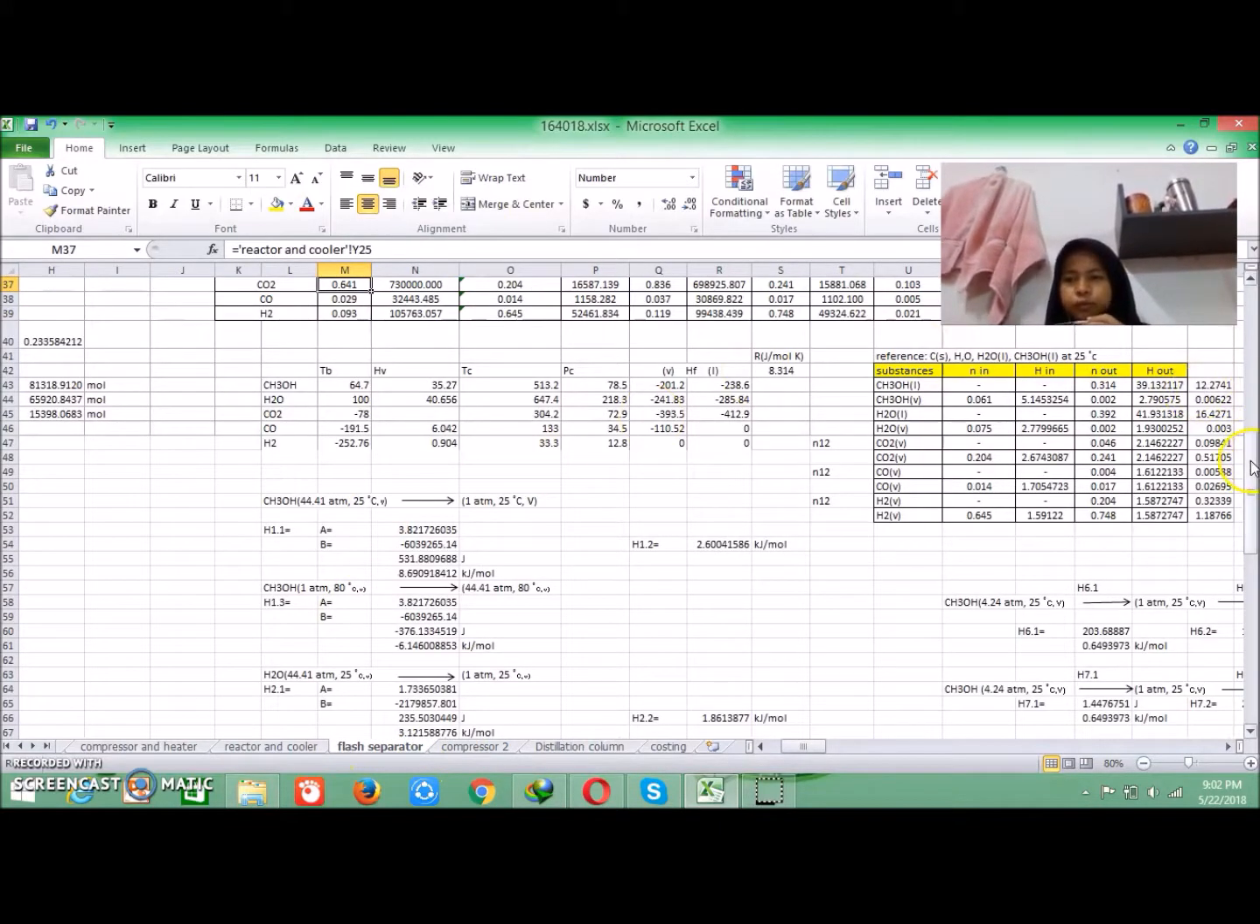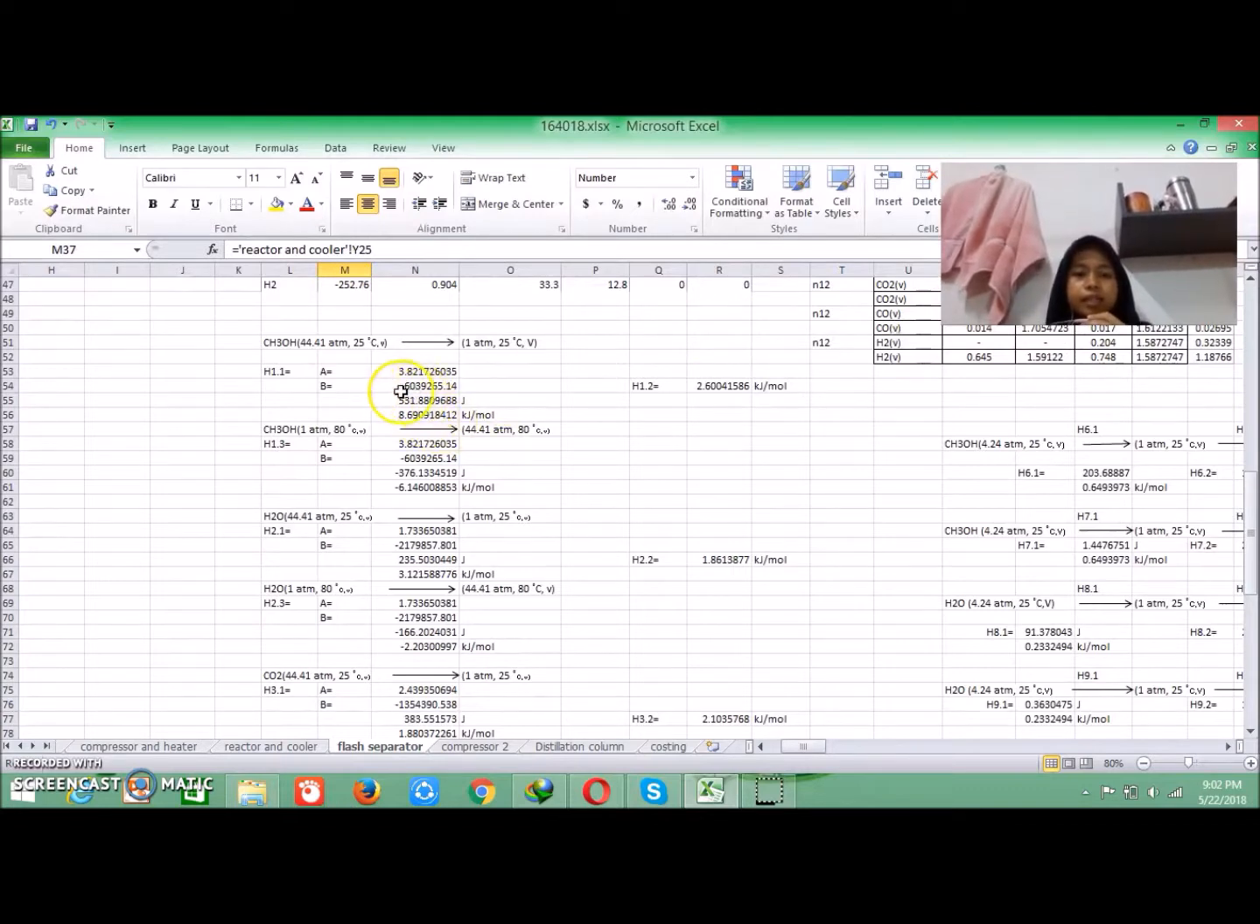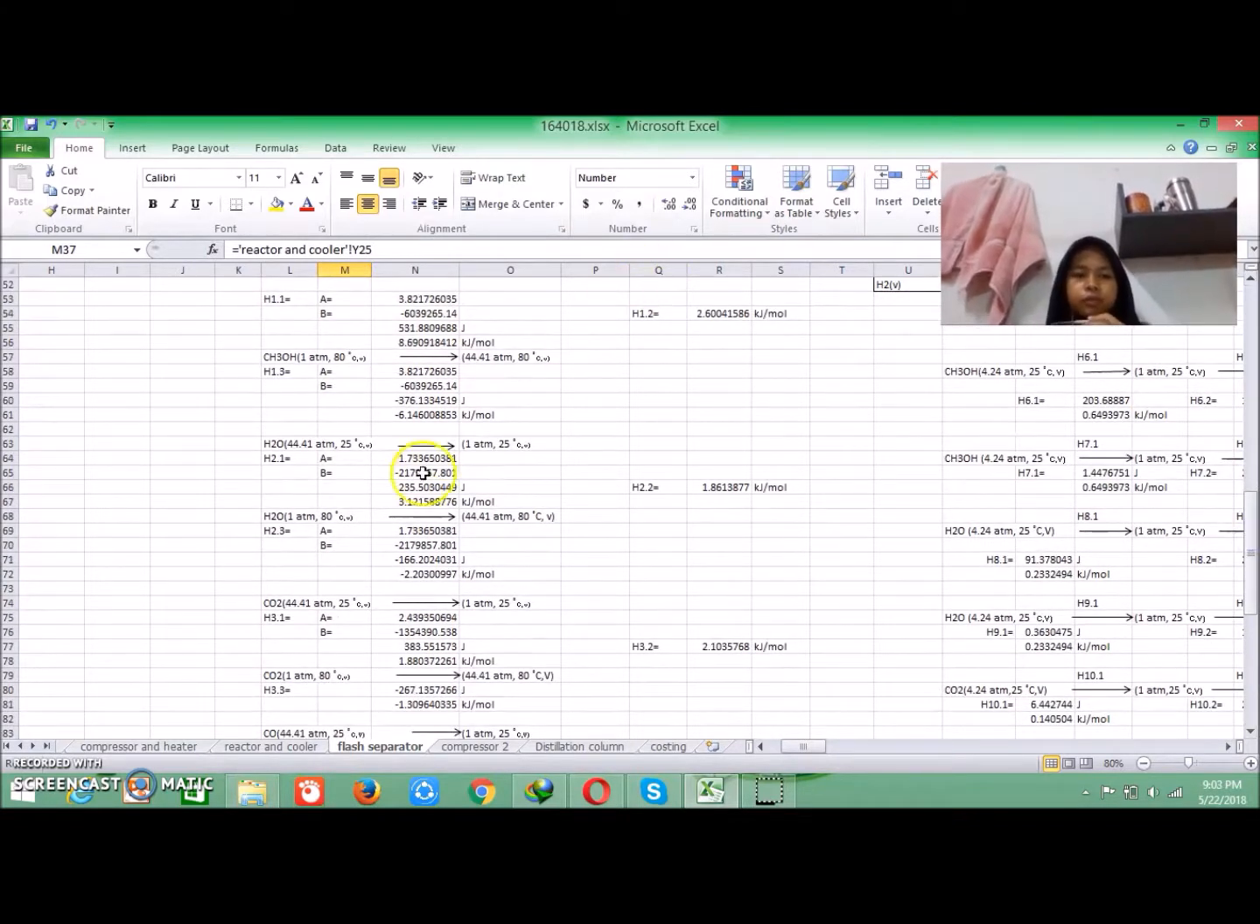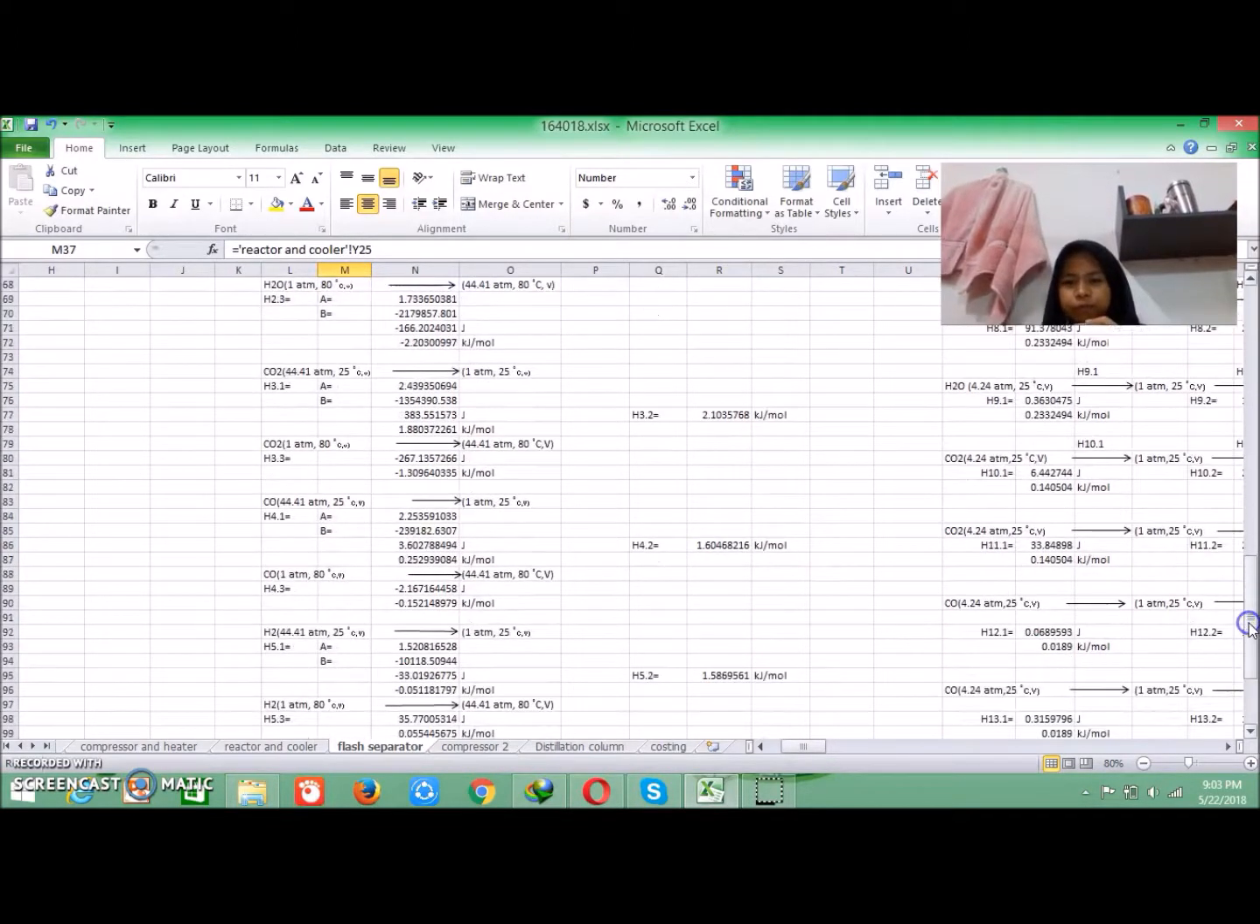So I've got this one, and we have to make it per mole. So I divide it by the mole of methanol, the mole of water, this one is the value, and the mole of carbon dioxide, and the rest. And this one is the change in temperature. So I use the heat capacity that I got from the book, table B.2, I guess. So this one is the value, these are all the values.